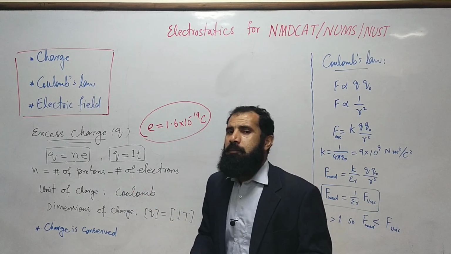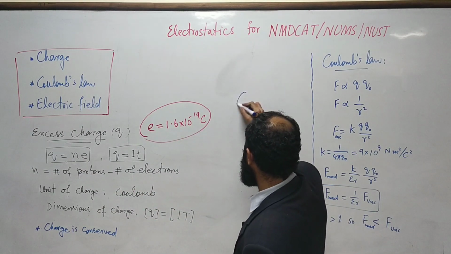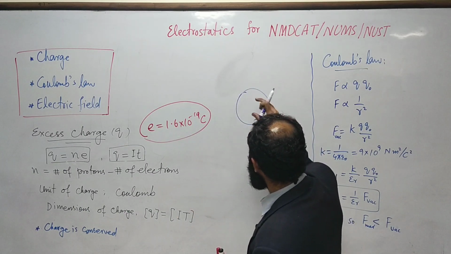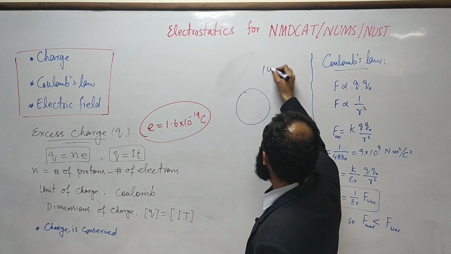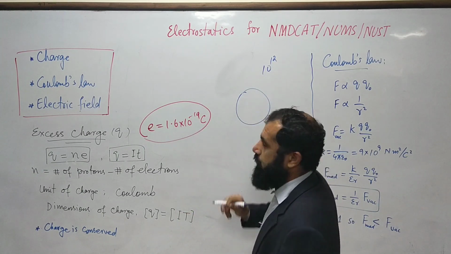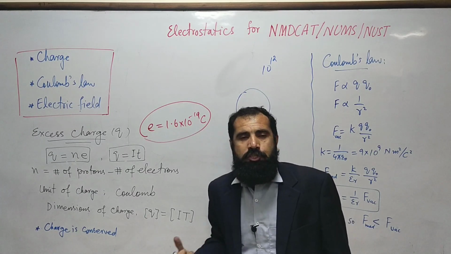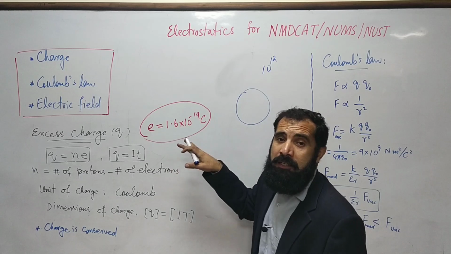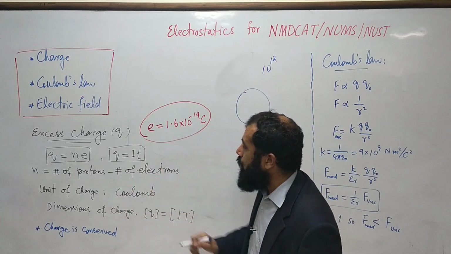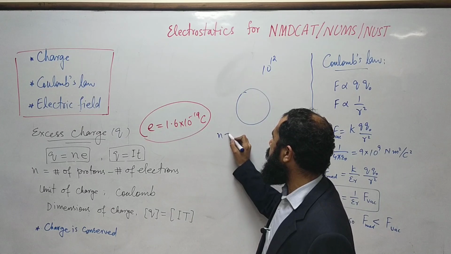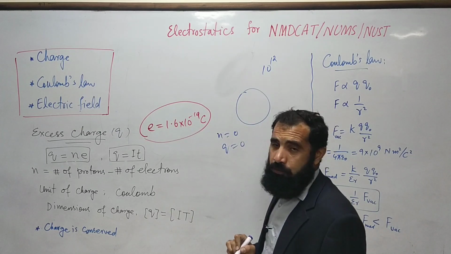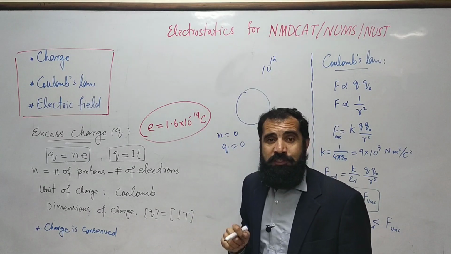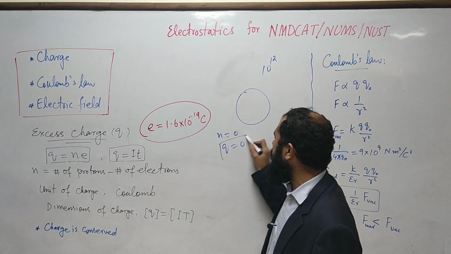So let's suppose I have a sphere, and it is a conducting sphere, and I sprinkle 10 raised to the power 12 electrons on this. So it gets charged. Initially it was neutral. It had the same number of protons and electrons. So N was 0 initially. And if N is 0, we say Q is 0. Though it has a lot of electrons and protons inside, it is neutral. That is because excess charge is 0.